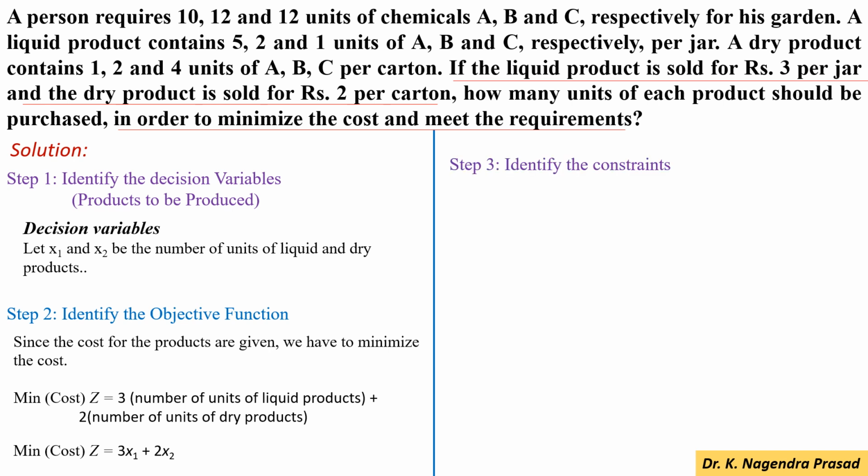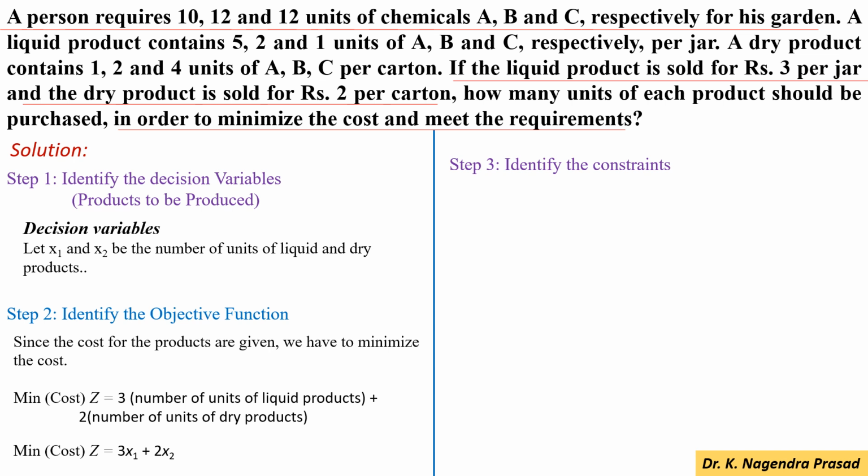For this, observe the data, that is a person requires 10, 12 and 12 units of chemicals A, B and C respectively for his garden. So here the requirement is there for the different chemicals, that is chemical A, B and C. So we have the constraints for the requirement of the different chemicals. Then we have to write the constraints from each chemical's point of view.